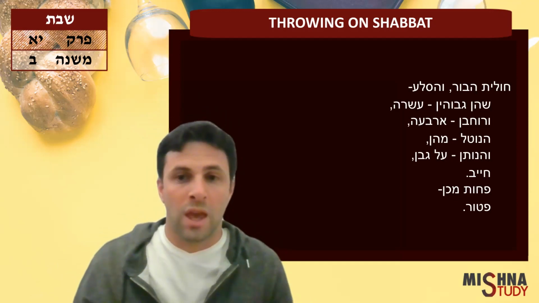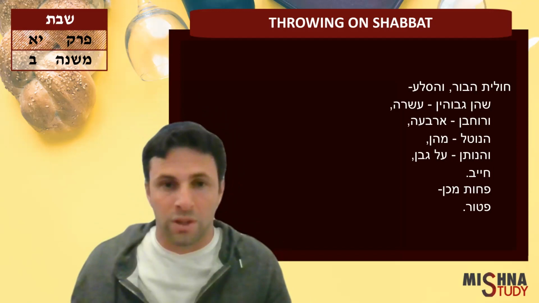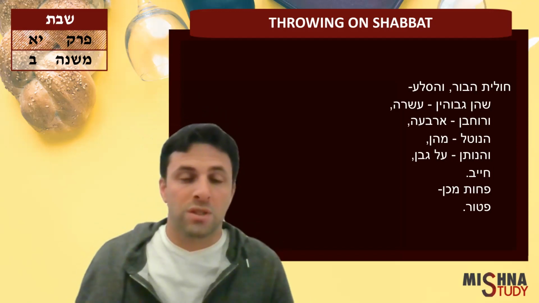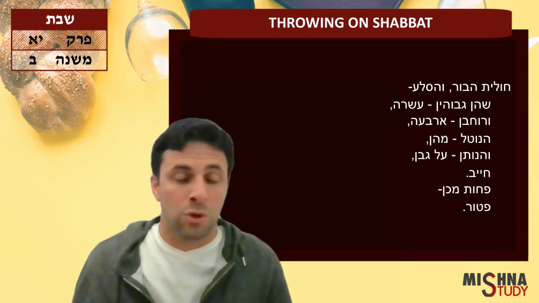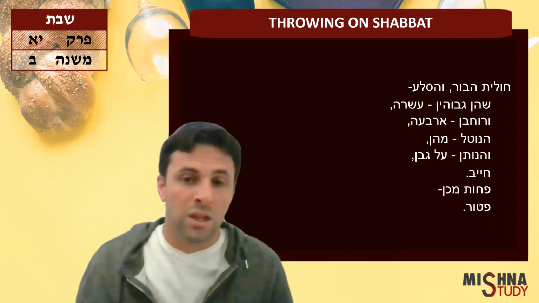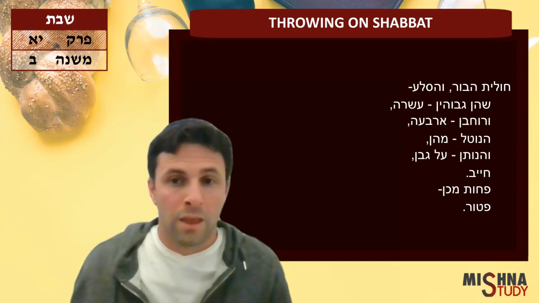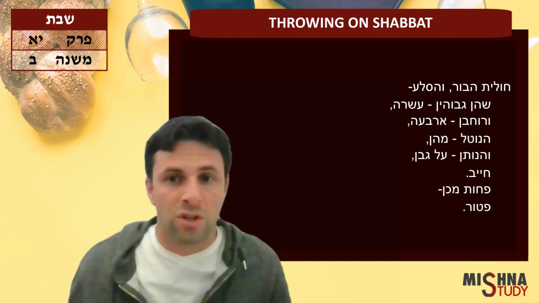If a person takes something off the rock and places it in Reshut Rabim, or he takes something from Reshut Rabim and puts it on the rock, the rock is Reshut Yachid because it has these measurements of 4 by 10. Therefore, he's going to be hayav. Patur. If it's less than that, he's going to be patur.